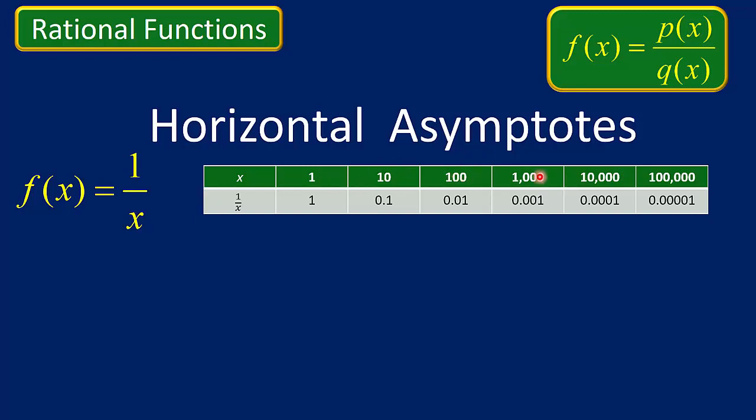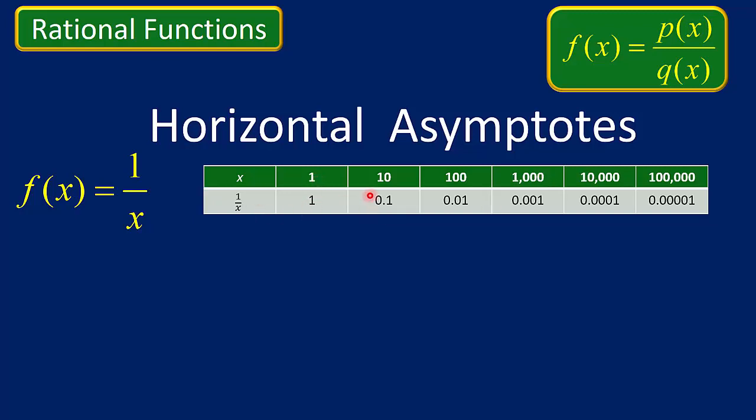1, 10, 100, 1,000. In other words, the horizontal asymptote helps describe the behavior of the function as x is going to either positive or negative infinity. That's what the horizontal asymptote does. The vertical asymptote helps describe the function as x gets closer and closer to some number. But now we're having x going off to infinity. And let's see what happens here.